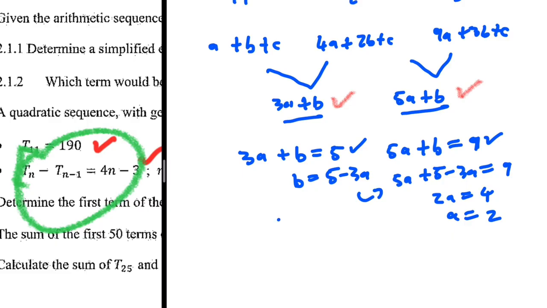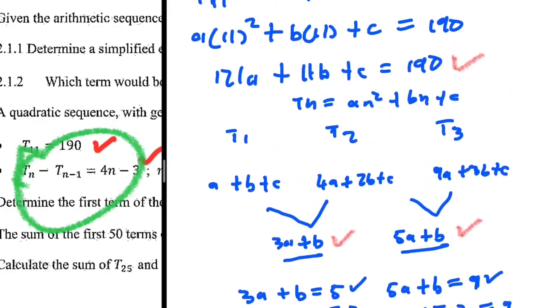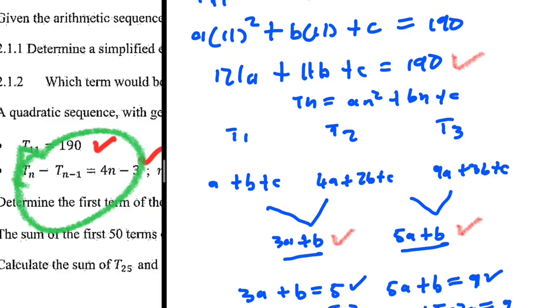And then b, on the other hand, 5 minus 3 multiplied by a, which happens to be 2. So 5 minus 6, that is minus 1. So b is equals to minus 1. a is equals to 2, b is equals to minus 1. We need c. In order to find c, we're going to use T11. We're going to come back here to this equation here, because now we have a, we have b, we just need c.